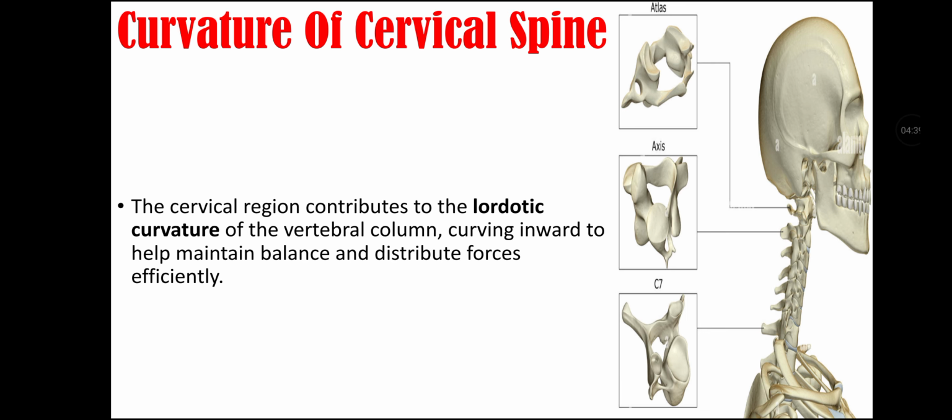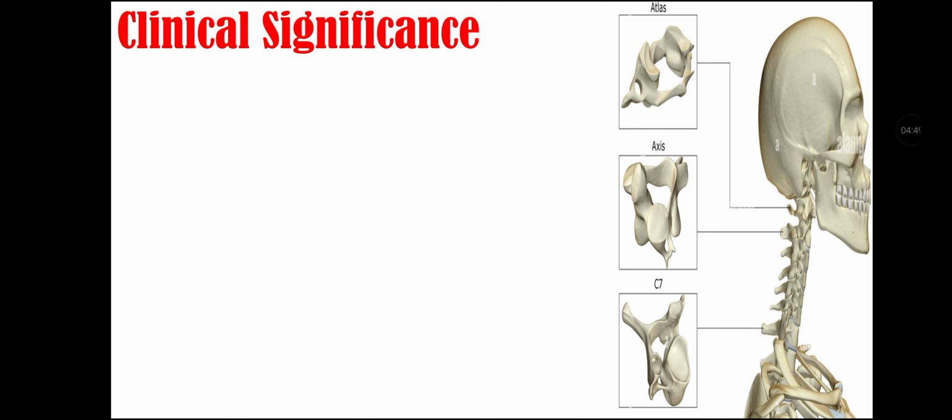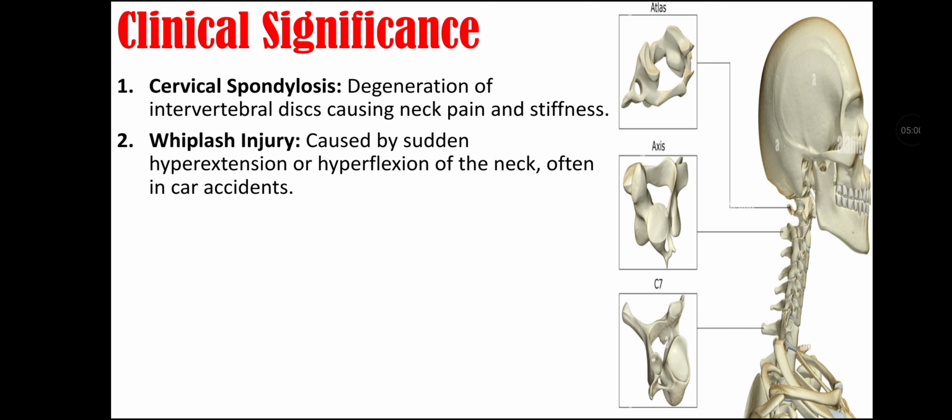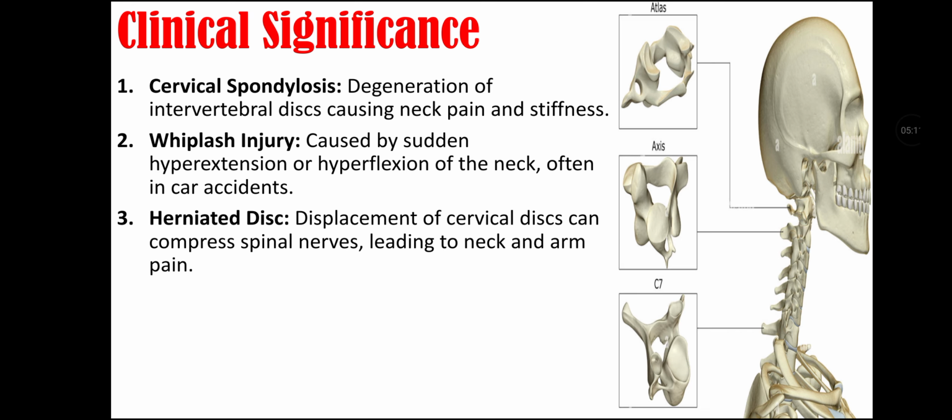Curvature of cervical spine. Cervical region contributes to lordotic curvature of vertebral column, curving inward to help maintain balance and distribute forces efficiently. Clinical significance of cervical vertebra. First is cervical spondylosis, that is degeneration of intervertebral disc that causes neck pain and stiffness. Second is whiplash injury, that is caused by sudden hyperextension or hyperflexion of the neck, and it is often in car accident.